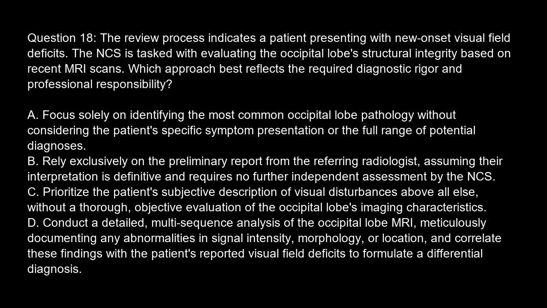Option B. Rely exclusively on the preliminary report from the referring radiologist, assuming their interpretation is definitive and requires no further independent assessment by the NCS. Option C. Prioritize the patient's subjective description of visual disturbances above all else, without a thorough, objective evaluation of the occipital lobe's imaging characteristics. Option D. Conduct a detailed, multi-sequence analysis of the occipital lobe MRI, meticulously documenting any abnormalities in signal intensity, morphology, or location, and correlate these findings with the patient's reported visual field deficits to formulate a differential diagnosis.